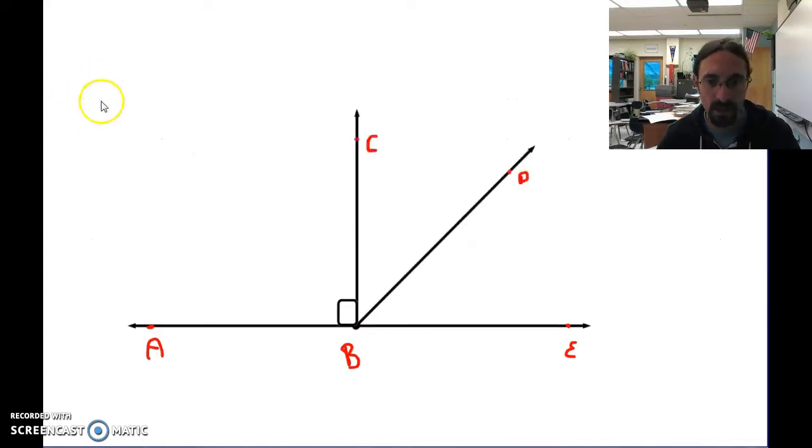So when I take a look at this diagram here, you can see I've got a number of rays and angles that are formed. So for example, angle ABC would be a right angle. It's 90 degrees. You would say angle CBD.